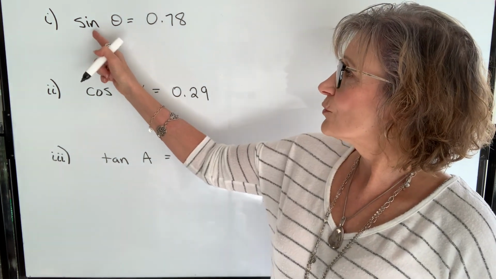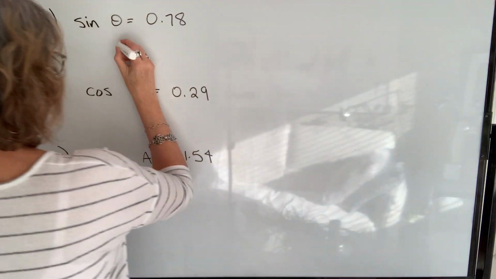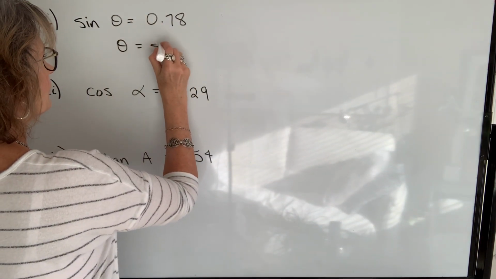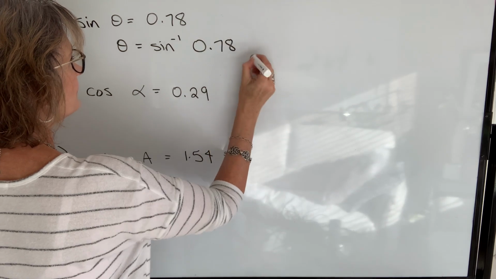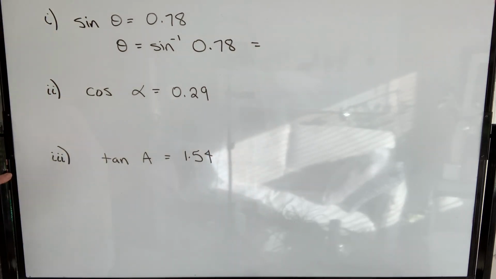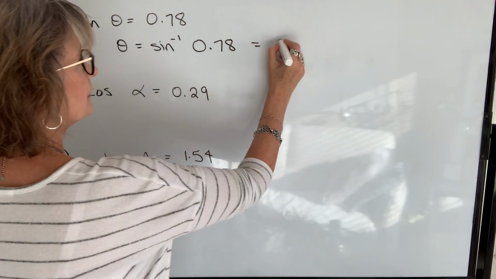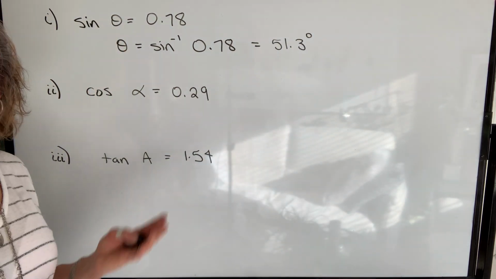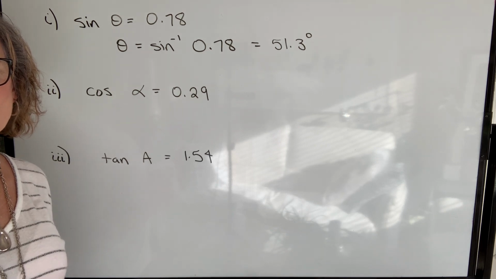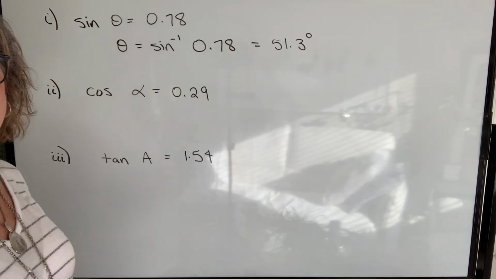So if I was told the sine of some angle is 0.78, I'm going to say that theta will equal the inverse sine of that ratio, 0.78, and then I would punch that into my calculator, and I would get 51.3 degrees. So I invite you to do the same with your calculator. Make sure that you are using your inverse sine function correctly.